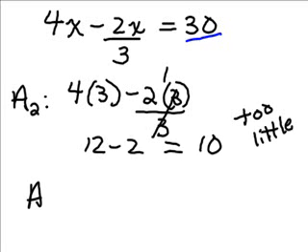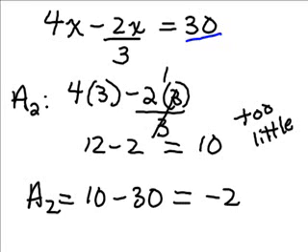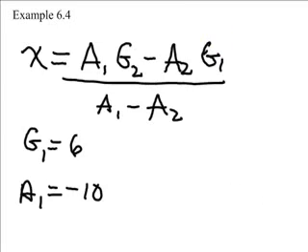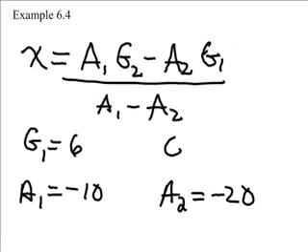So a2 is always going to equal what you got minus what you wanted. We got a 10. We wanted a 30. That's equal to negative 20. So I have that a2 is equal to negative 20. And of course, g2 was given. That was equal to 3. So all that's left to do is substitute these values for a1, a2, g1, g2 into this algebraic expression and simplify. I'm going to do that on a blank sheet because I have no more room.